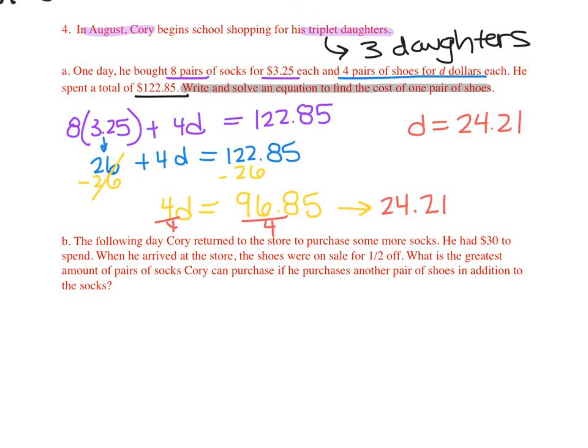For A, it says 8 pairs of socks for $3.25, 4 pairs of shoes for $D. He spent $122.85. Write and solve an equation. On this one, guys, you got to make sure you show your equation, which is right here in purple, and then solve it. If you don't write and solve, you will lose points, okay? Make sure you're showing everything you're typing into your calculator.